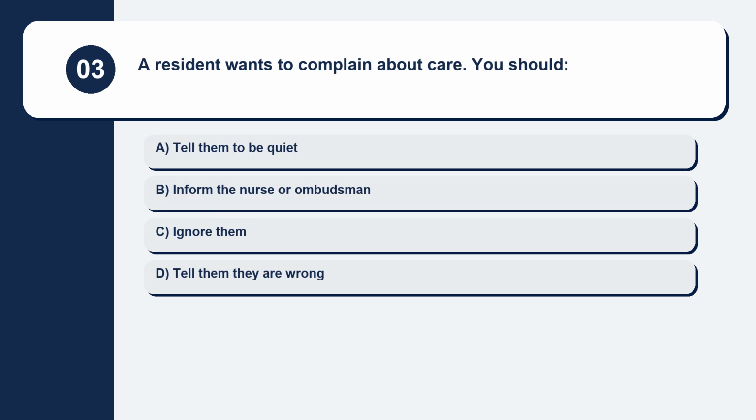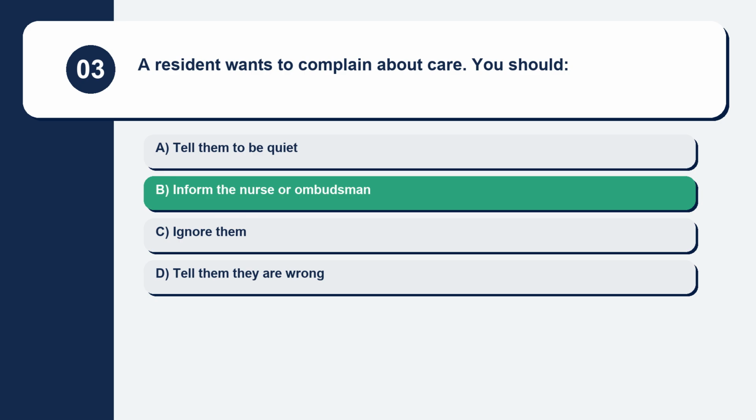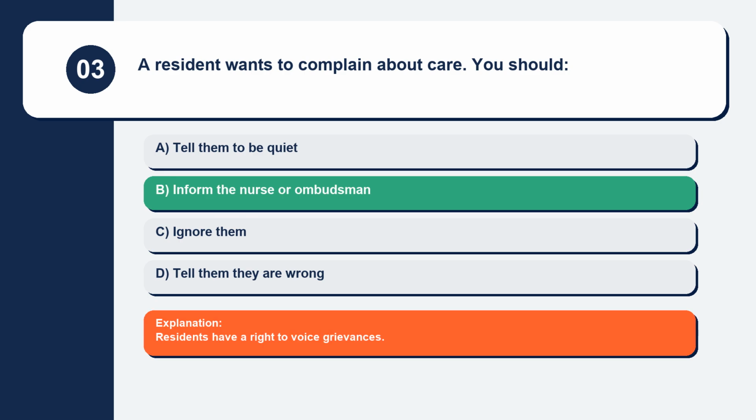Question 3. A resident wants to complain about care. You should tell them to be quiet. Inform the nurse or ombudsman. Ignore them. Tell them they are wrong. The answer: inform the nurse or ombudsman. Residents have a right to voice grievances.